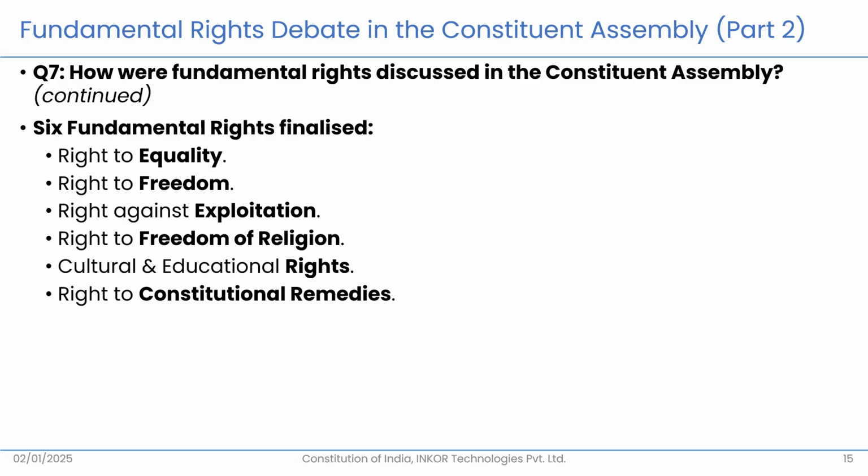After intense discussions, 6 fundamental rights were finalized. The right to equality ensured that no one could be discriminated against based on caste, gender, religion, or place of birth. The right to freedom guaranteed freedom of speech, expression, movement, and assembly, within reasonable legal limits. The right against exploitation prohibited practices like human trafficking, forced labor, and child labor. The right to freedom of religion ensured that all citizens could practice, propagate, and profess their religion freely. Cultural and educational rights were included to protect the rights of minorities and allow them to establish educational institutions. The right to constitutional remedies empowered citizens to approach courts if their rights were violated, making fundamental rights enforceable.